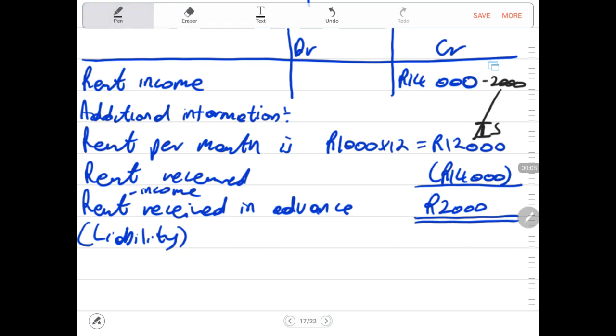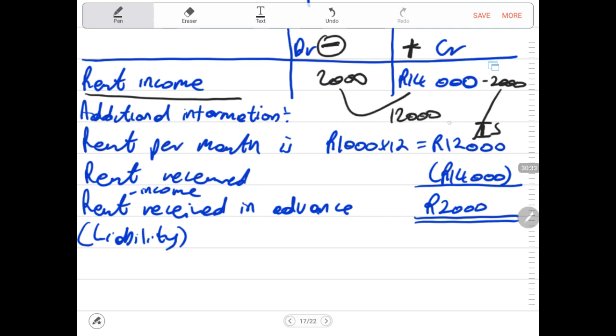What do we do in the general journal? Debit rent income. Why do we debit rent income? Because when we debit rent income, we are decreasing the income, because incomes increase on the credit side and decrease on the debit side. So the minute we say debit rent income, we are saying reduce the rent income by 2,000 rands. So that when you subtract 2,000 rands from that 14,000 rands, we get to 12,000 rands, which is the rent that was supposed to be received. That will be recorded in the income statement.